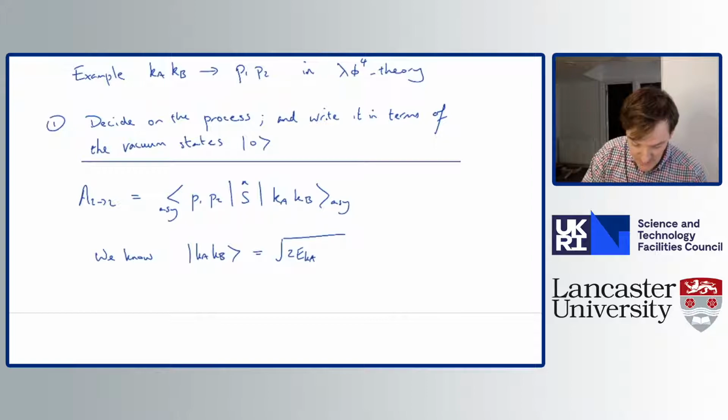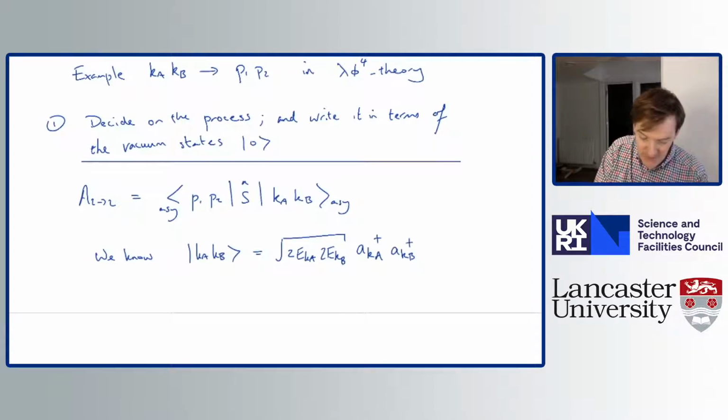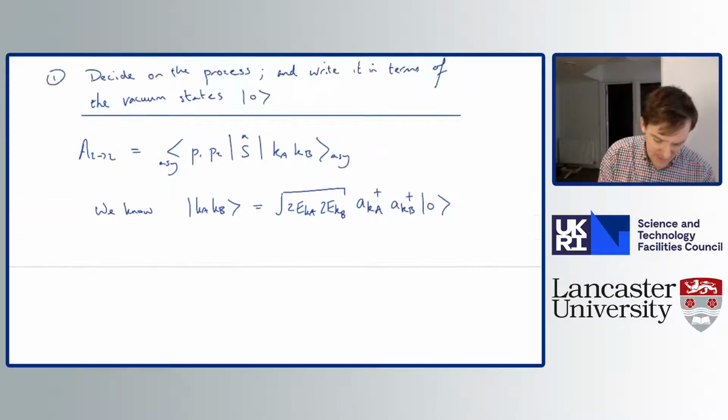So it's going to be this factor root 2E for each state. So we've got root 2E_Ka, root 2E_Kb, and then we need to have a creation operator for the Ka state and a creation operator for the Kb state acting on the vacuum. This is just the definition of a momentum state we used in the free theory. I'll not write down the full expression, but obviously there's a similar expression for P1, P2, the asymptotic state with P1, P2 in it.